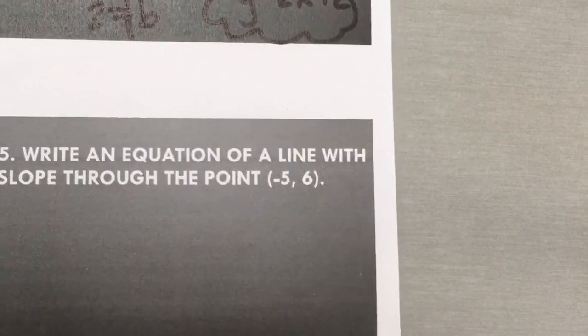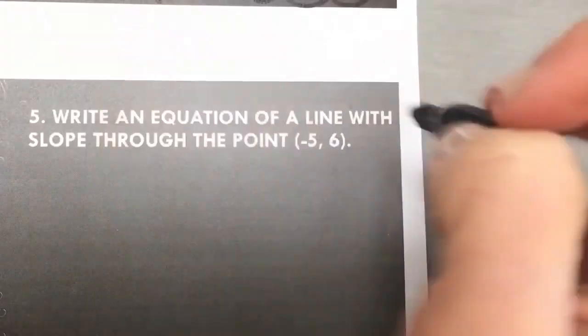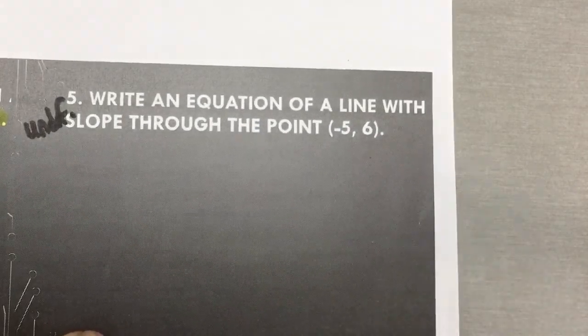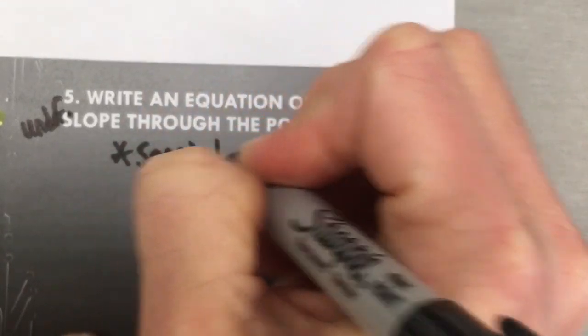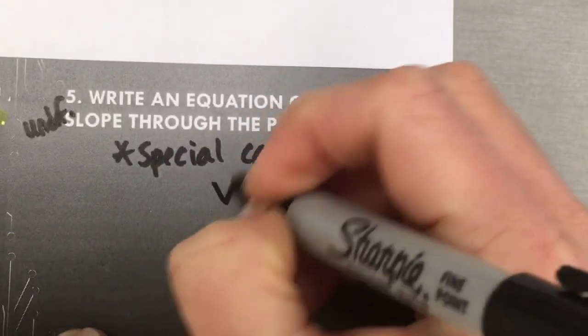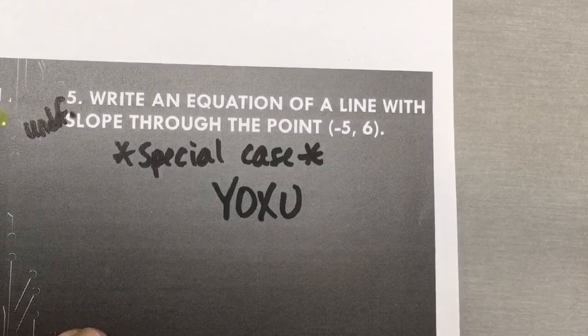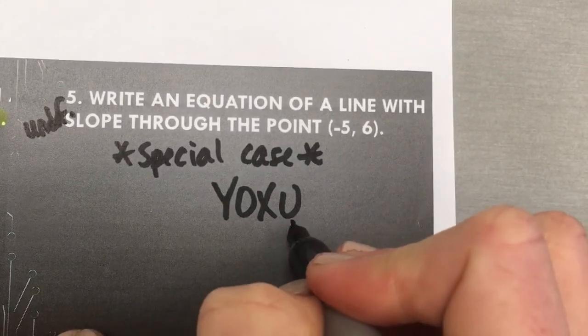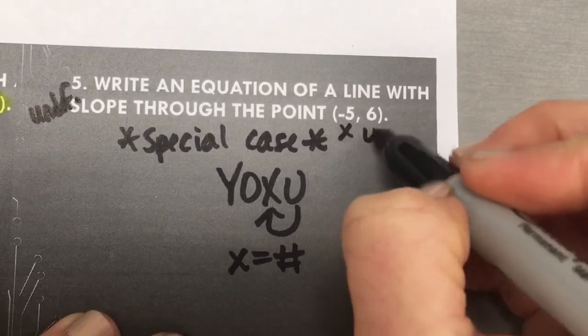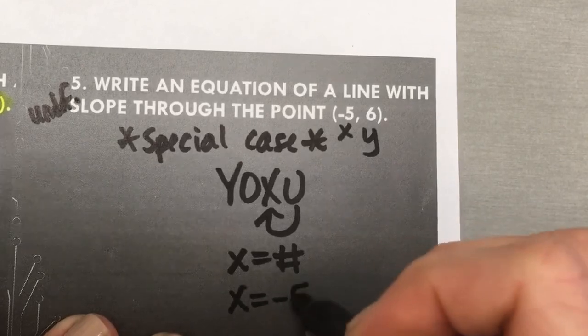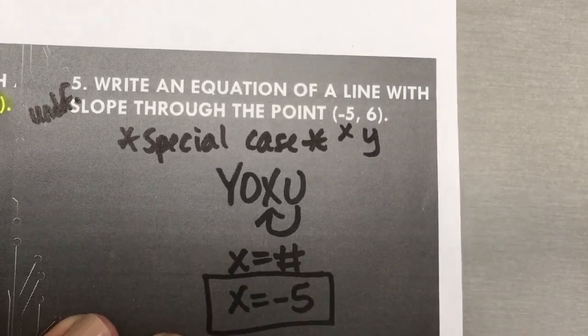Number 5, write an equation of a line with an undefined slope through the point -5, 6. Undefined, again, bells should be going off in your head. That's a special case. That's when you should sing that song. Y-O-X-U, do-do-do-do-do, Y-O-X-U. So, undefined means your answer is going to be x equals a number, and your value of x is -5. So your answer is x equals -5.